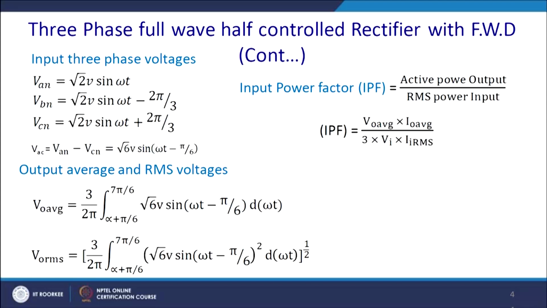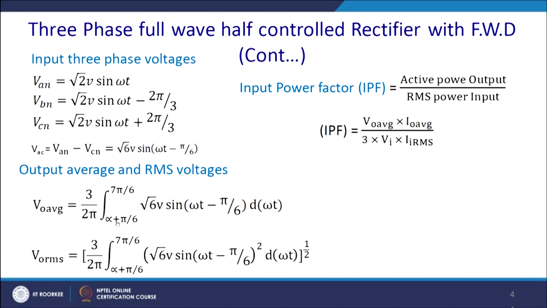So, we need to understand now that VAN, VBN and VCN will have the same sequence, a 120 degree minus phase shift. So, VAC will be VAN minus VCN, that will be root 6 V sin(omega t minus pi by 6). Thus, this output voltage, the average voltage, we can calculate. So, we will have 3 such cycles 120 degrees phase shifted.